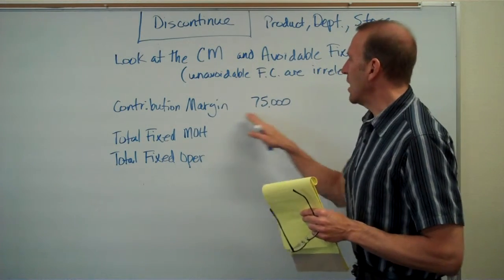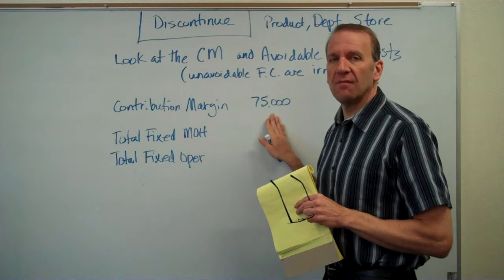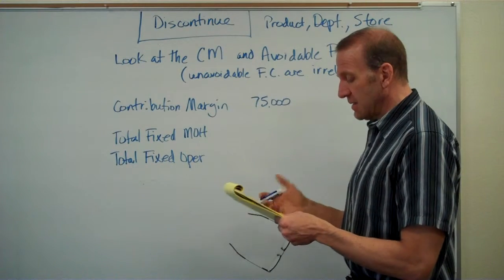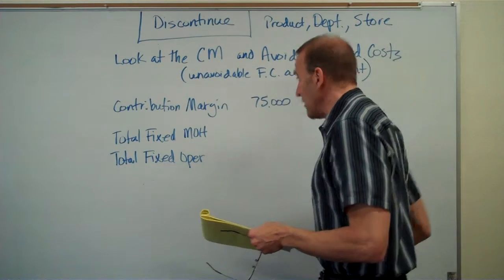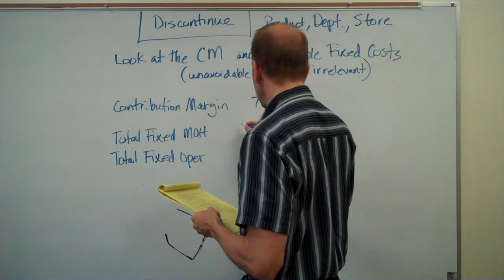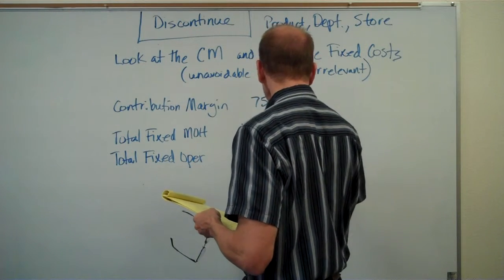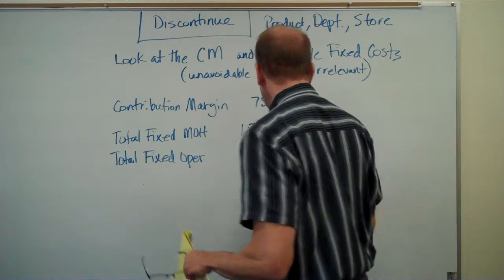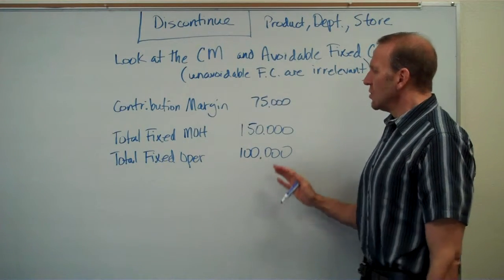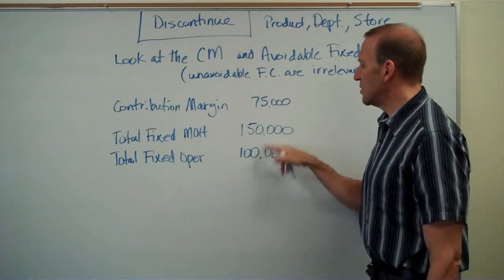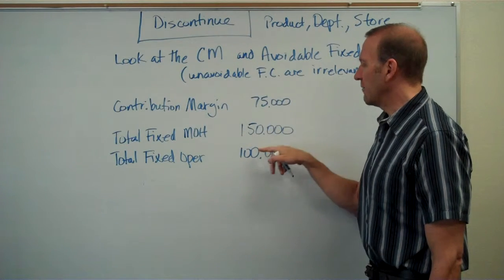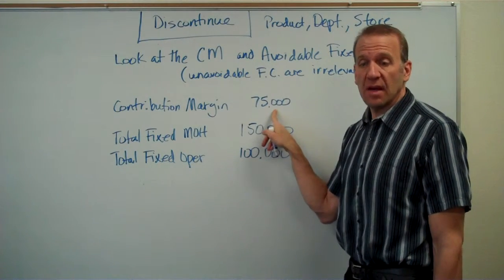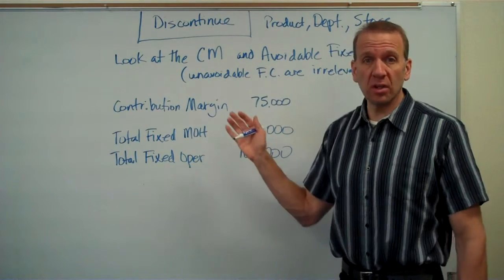Let's say right now the contribution margin, our sales minus our variable costs associated with the mattresses, is $75,000. Our total fixed manufacturing overhead is $150,000, and our total fixed operating costs that we have allocated to it right now is $100,000. So this is $250,000 of additional cost, and our contribution margin is only $75,000. That means we have a $175,000 loss. At least that's what it looks like.